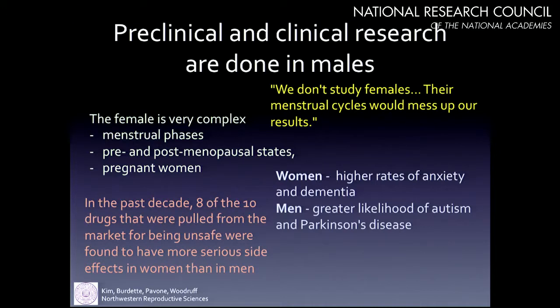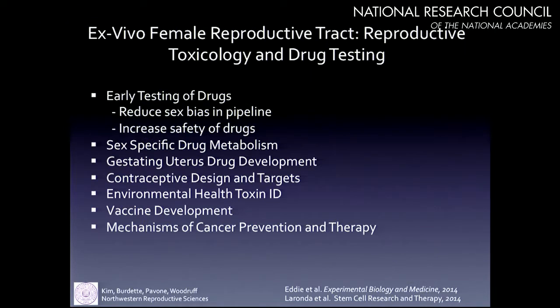And just a thought, in the past decade, 8 out of the 10 drugs that were pulled from the market for being unsafe were found to have more serious side effects in women than in men. And so you can imagine why it is important to have a reproductive system, or something at least, to produce those reproductive hormones in a platform where we can test early drugs, reduce that sex bias in the pipeline, and increase the safety of drugs.